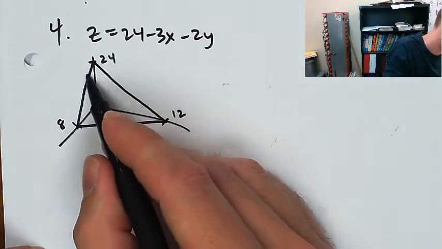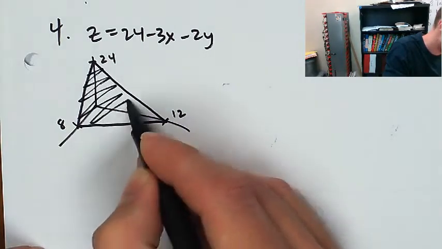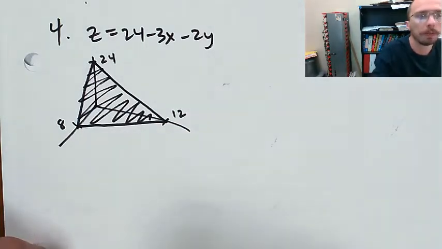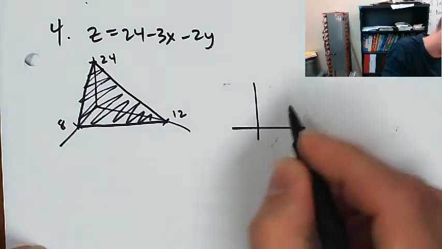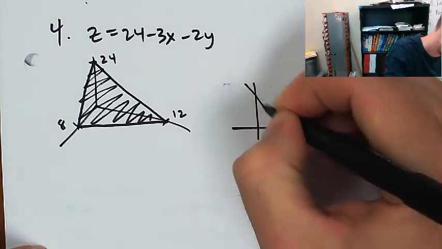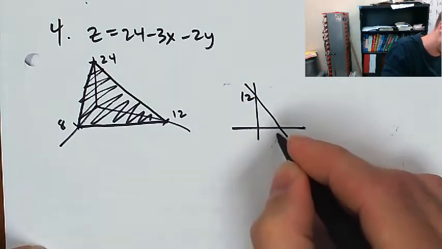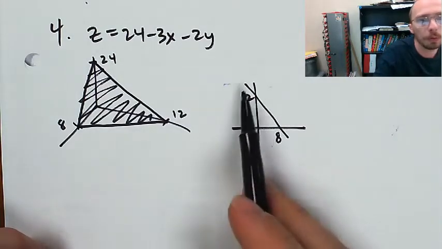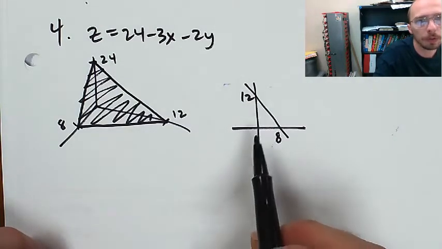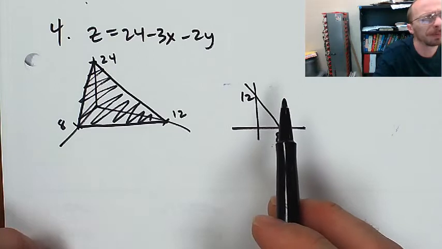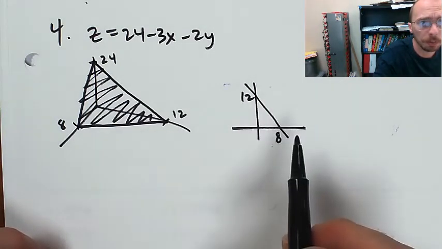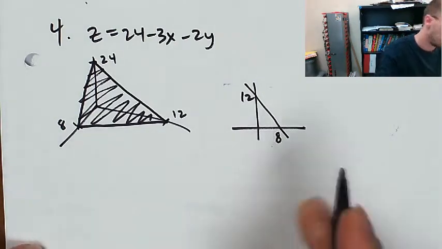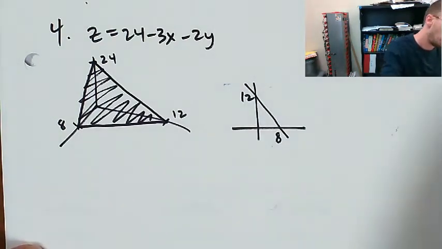Okay, so we're looking for the surface area of the surface that I'm shading on, and we'll be able to do that. We need to first write down the region we're integrating over. This is intercepting at 12 and 8, so negative 12 over 8 is negative 1.5. So this line has slope negative 1.5.